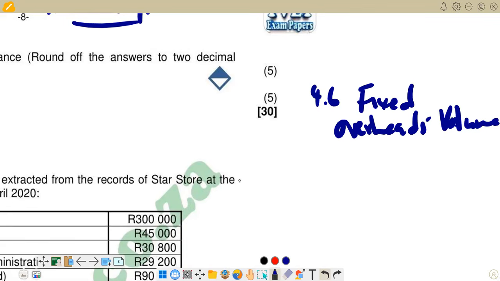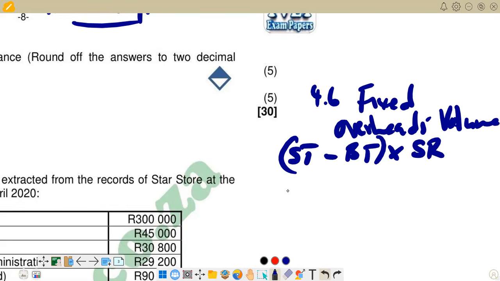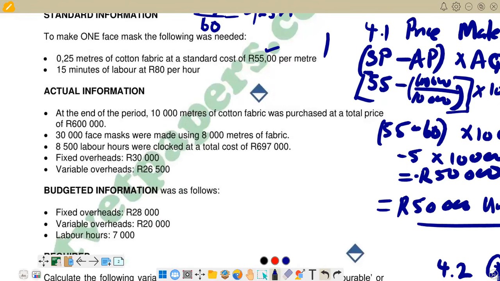The formula there is: standard time minus budgeted time in brackets, then we multiply by standard rate. We've already calculated the standard time. Going back to the information that we have, the standard time is 0.25 multiplied by 30,000, which gives 7,500. Then budgeted time, we find it here under budgeted labor hours: 7,000. For our standard rate, we use the budgeted information.